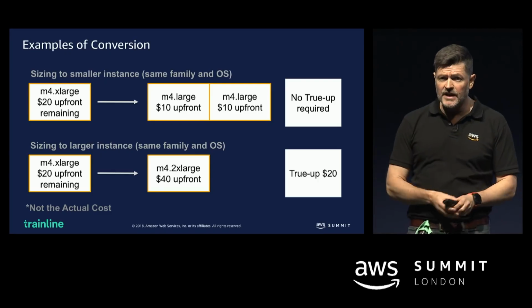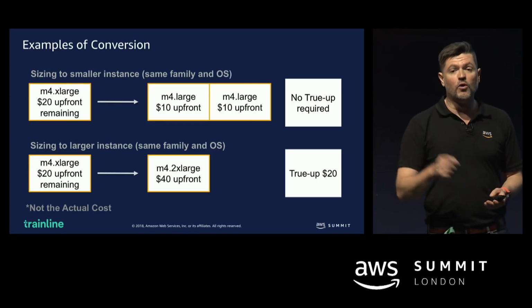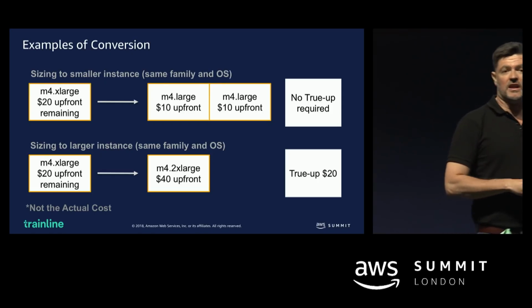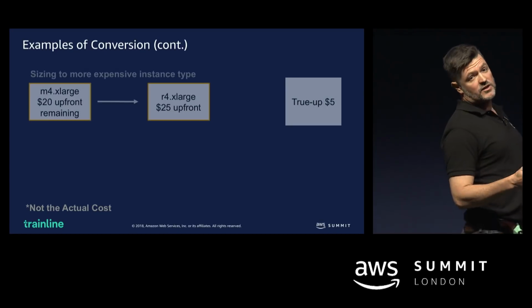And they now need a little more oomph. Well, you can scale up. There will be a true up of $20 required to get you to that level. But that's the flexibility you get. Another example of the conversion.